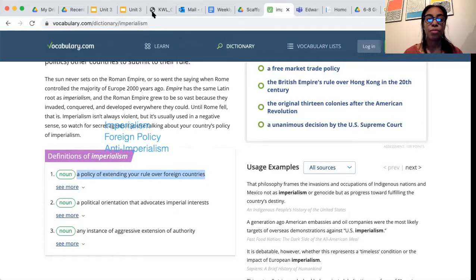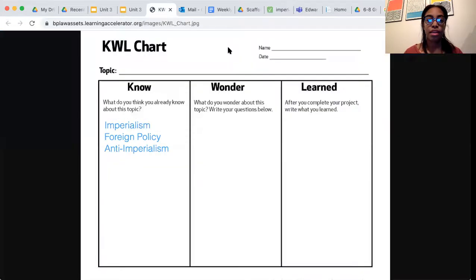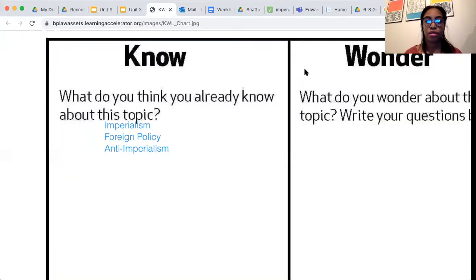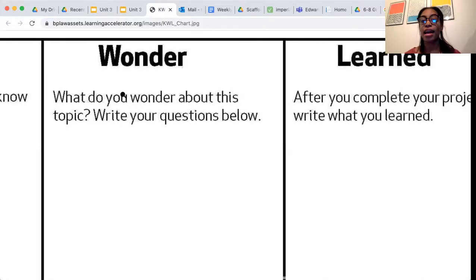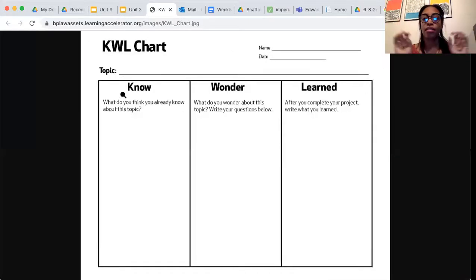So if we go back to our KWL chart, we can add that for imperialism. Why did this become so big? Well, let's clear that. That's definitely something that you can add for imperialism. Okay, and so anti-imperialism would be the opposite.